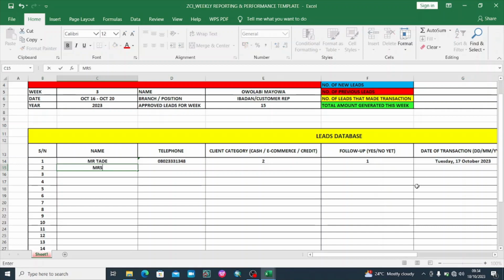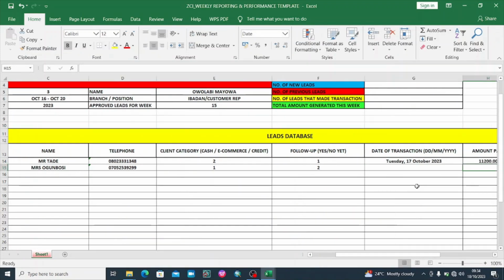So this person, let's say Mrs. Ogumbosi. Okay. Telephone number 070525392 9299. Okay. Now this person is a cash client, someone that you know is naturally not an e-commerce business and does not have a company or a firm that sends out bulk emails, or an organization that needs our haulage services or whatever. Okay, so follow up. Have I done follow up? Okay, no, not yet. I've not done follow up.